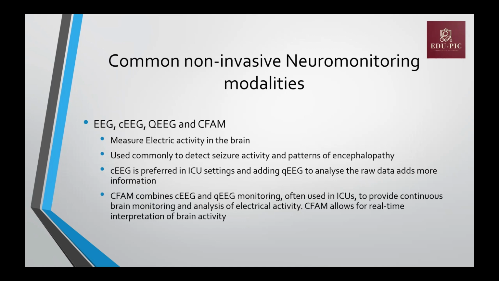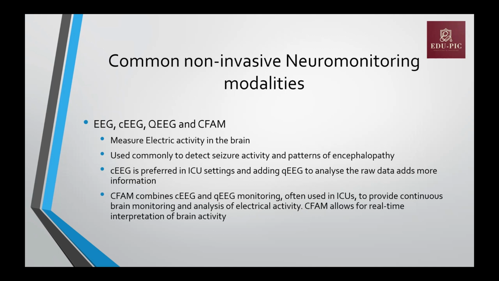Okay. So what do they all do? They're all EEG basically, which means they all measure the electric activity in the brain. And according to that measurement, they can detect seizure activity and patterns of encephalopathy. We like CEEG, which is continuous EEG. So the C is continuous. Continuous EEG is preferred in ICU setting because it can measure change that happens at any time during the patient care. But if you add qualitative EEG, so the Q is qualitative, if you add qualitative EEG to what you're doing, that can also add more information about what you're dealing with in advanced cases.